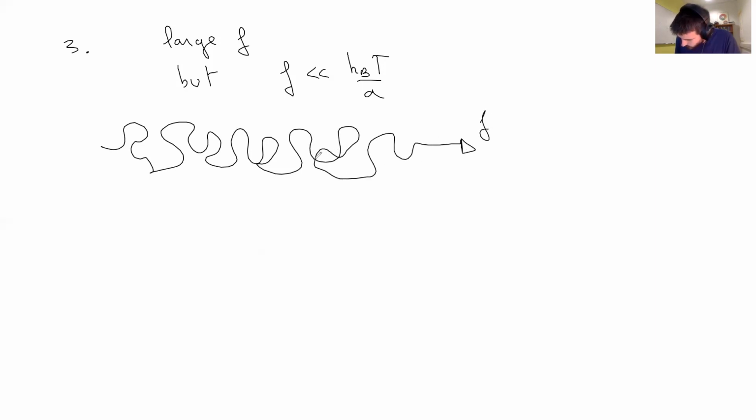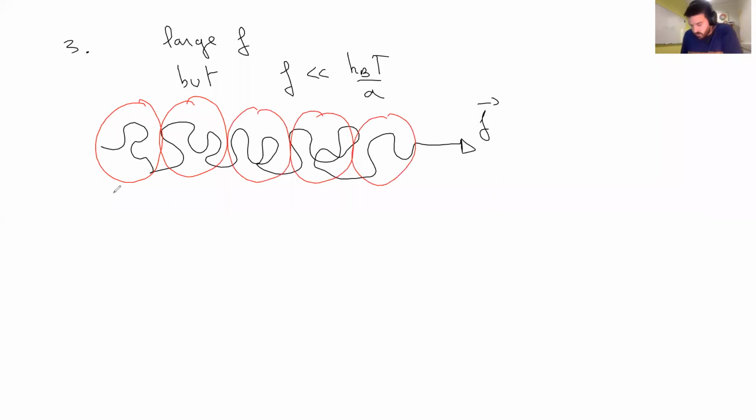Sorry, no crossing. Those are not real crossings. Think outside the plane, because we have excluded volume interactions. And so what is interesting is that it resembles an assembly of blobs. Each blob is typically of size D, which is kBT over F. Why? Because D is really the distance below which thermal motion dominates and above which macroscopic forces dominate.